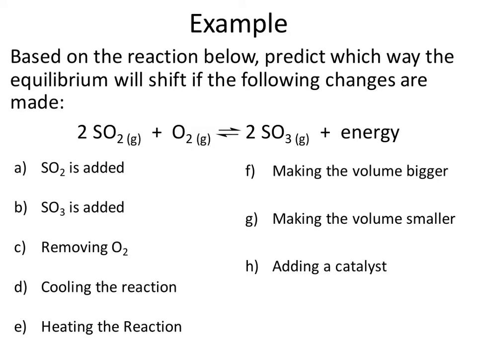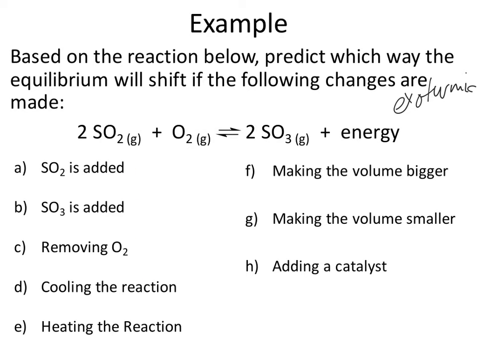So let's take a look at here. We have this reaction here. We have SO2 plus O2 gives us SO3, and we have energy. So we can see that this reaction is going to be exothermic. Exothermic in this case because it's a thermochemical equation. The energy is as a product. So let's see what the LCP would predict if we do these following stressors.